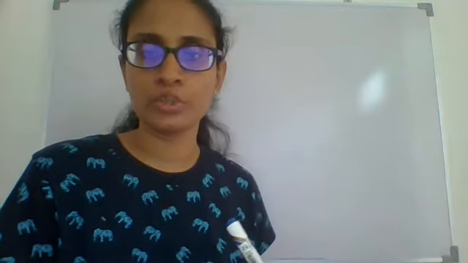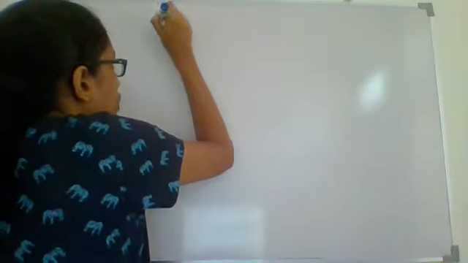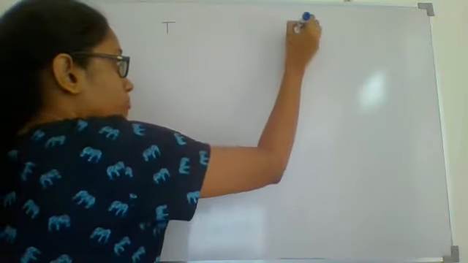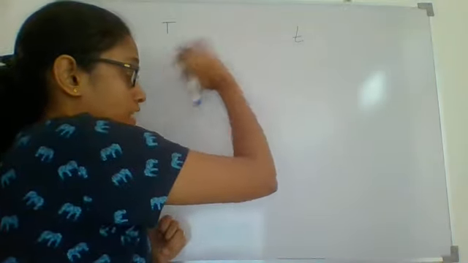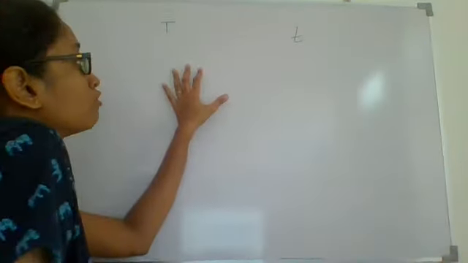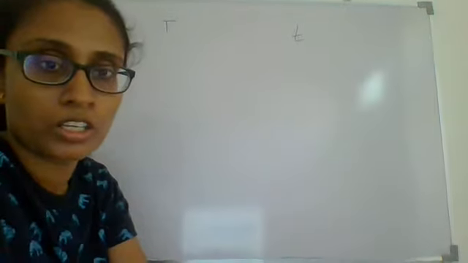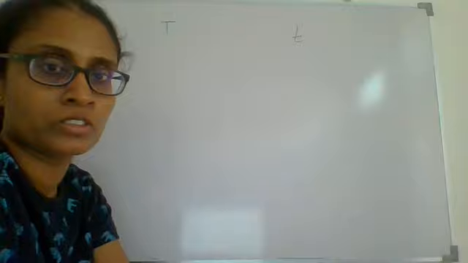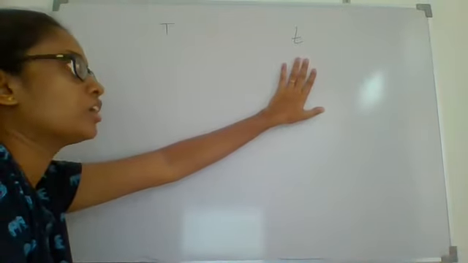So first of all, he took a tall plant. For tall we use T, a tall plant and a short plant. Short is the opposite of tall. We use simple t to identify the phenotype of short plants.